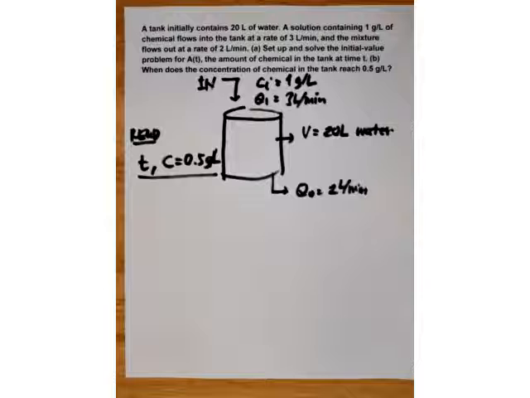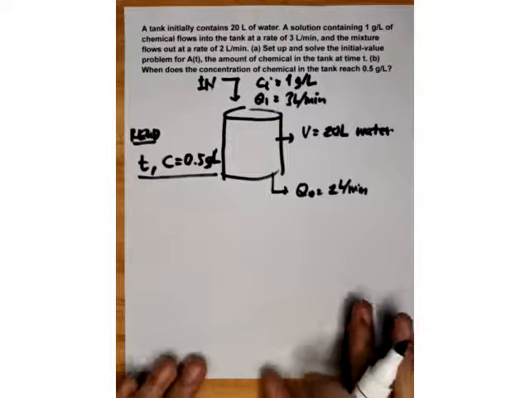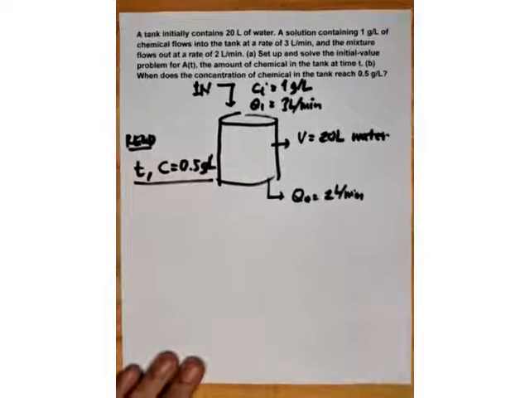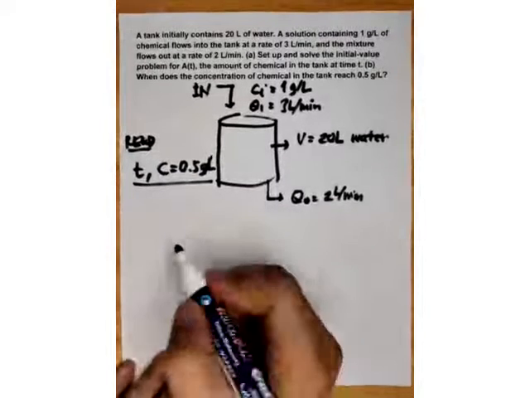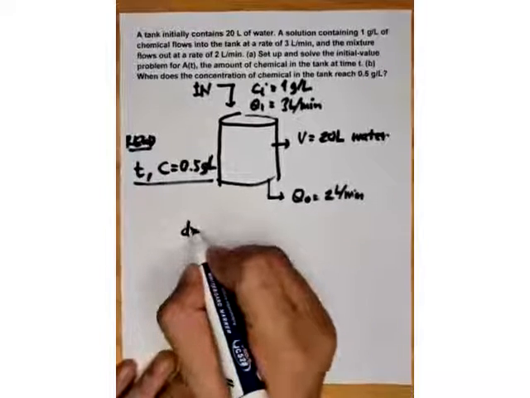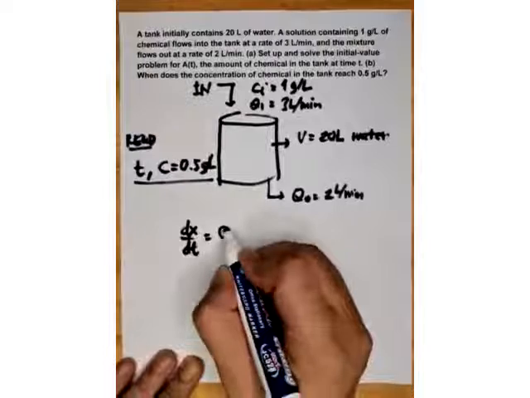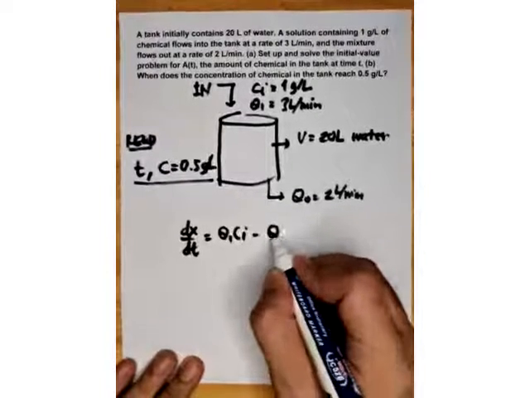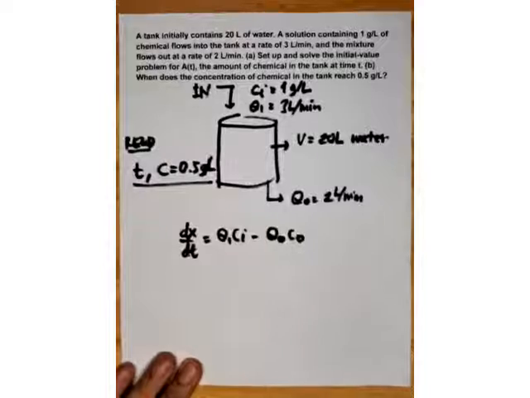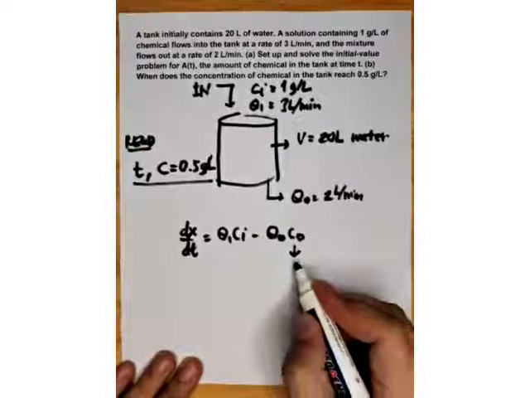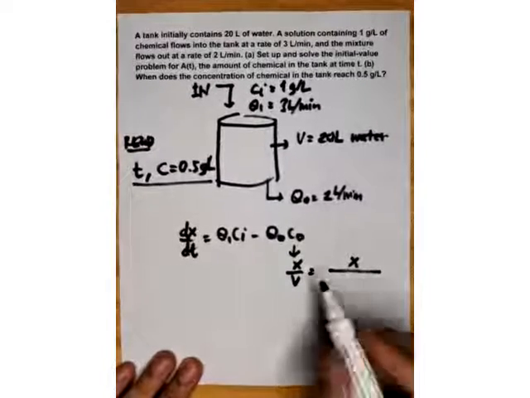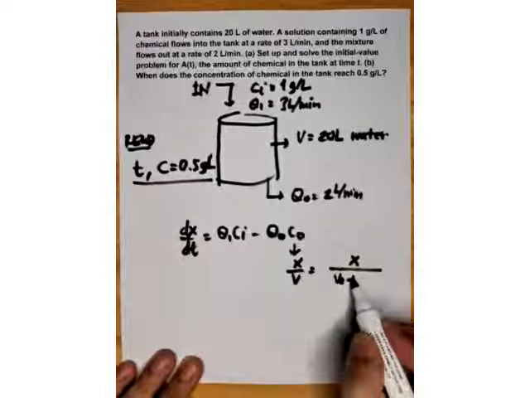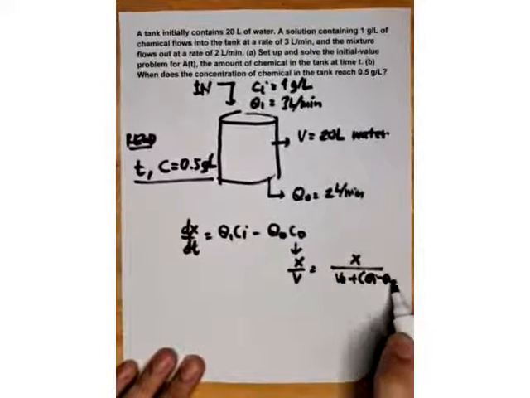Sige. Anyway, before we think of the answer for that, let's derive the equation muna para sa paghahanap ng amount of salt in the tank at any time t. So, yung formula natin same lang. dx over dt is equal to qi ci minus qo co, wherein yung co natin will be x over v, wherein that is vo plus qi minus qo times t.